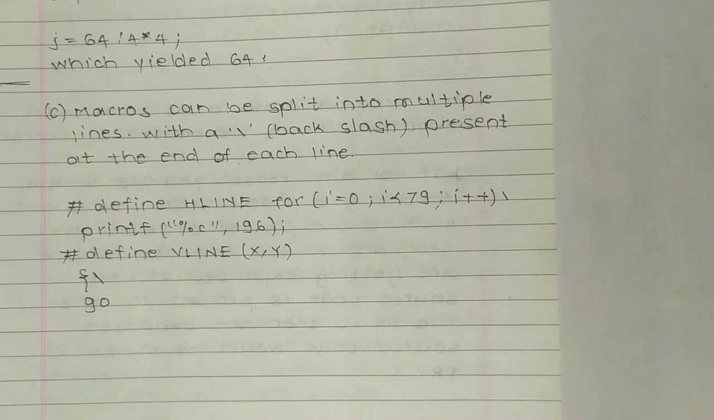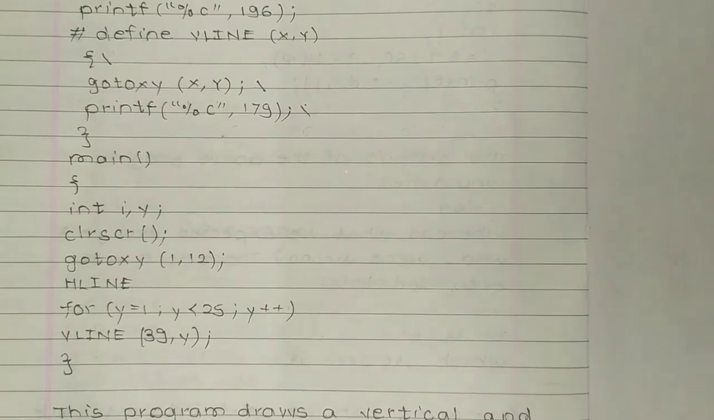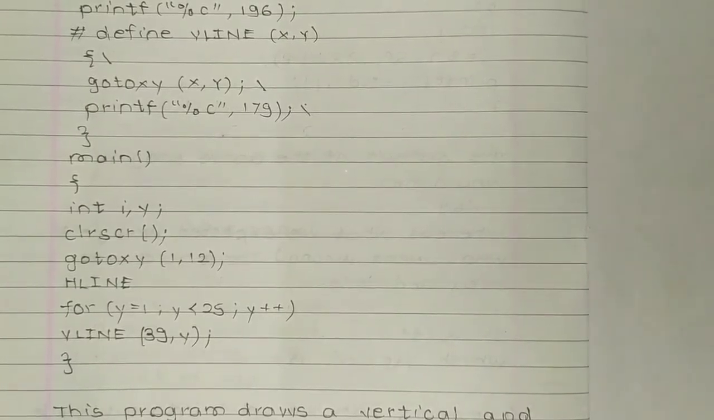printf("%c", 196) #define V_LINE(x, y) \ gotoxy(x, y); printf("%c", 179). Now main.